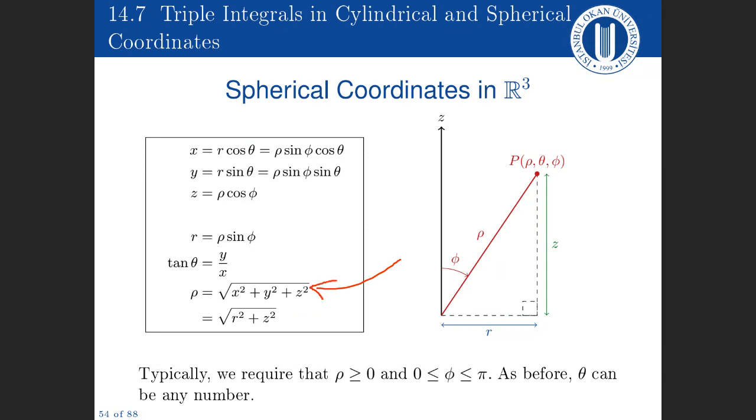Rho is the distance from the point to the origin, so rho is the square root of x squared plus y squared plus z squared. Now, when we did polar coordinates in 2 dimensions, I said r could be positive or it could be negative, it doesn't matter. This time, for rho, it does matter. Rho, we want to always be a non-negative number. Phi, we want to be between 0 and pi. 0 means pointing directly upwards. Pi means going straight downwards. Theta, doesn't matter. Theta can be any number.